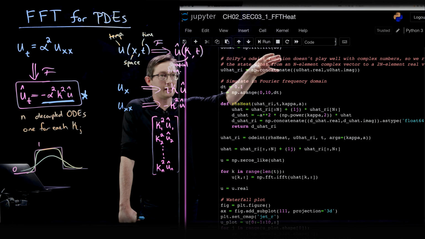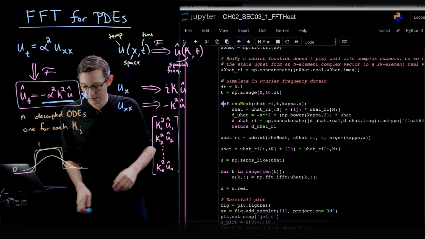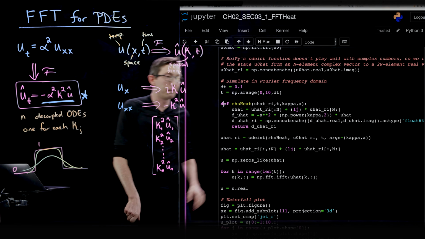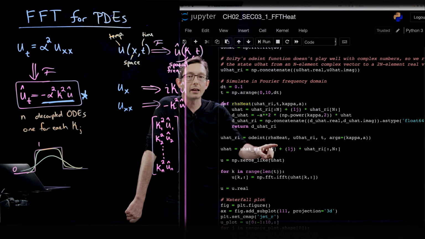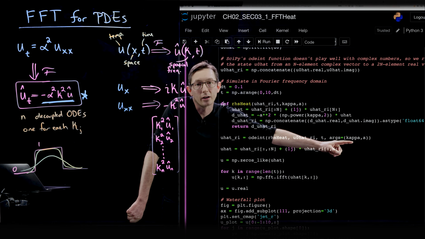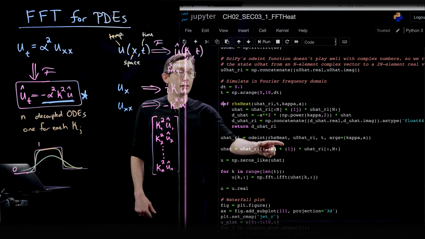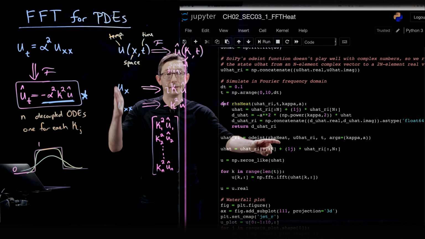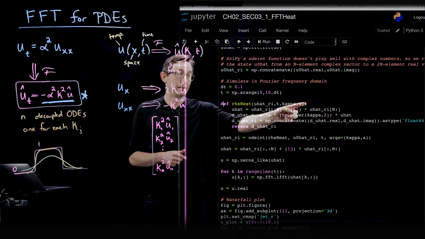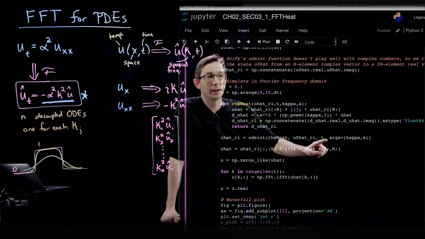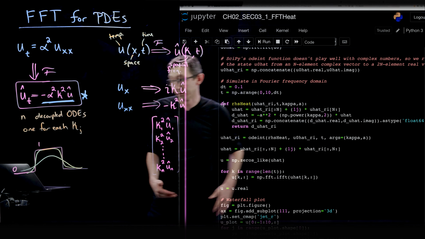They're just managing the fact that this is a complex quantity that we're integrating. So now we take our vector field, the right-hand side heat. We lock in the arguments kappa and alpha because this is only expecting the right-hand side to be a function of time and the state vector. So we lock in kappa and alpha here. Then we give it our initial condition, and we give it our vector of times that we want to integrate.